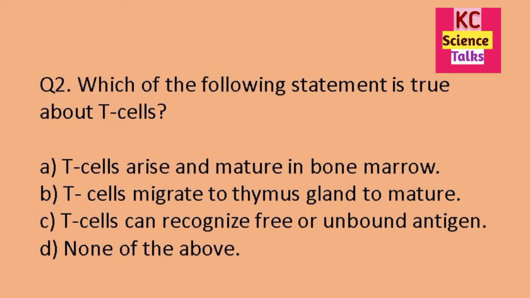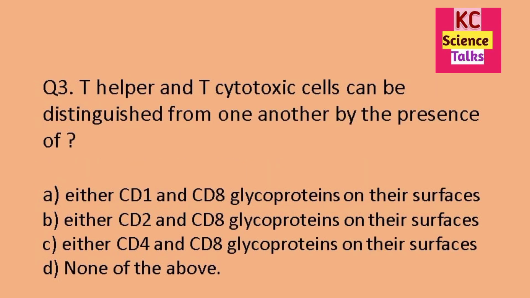Okay. Now option C, T cells can recognize free or unbound antigen. So guys, this statement is wrong. T cells cannot recognize free antigen. They can only recognize antigen when it is bound to cell membrane proteins called MHCs, that is major histocompatibility complex.